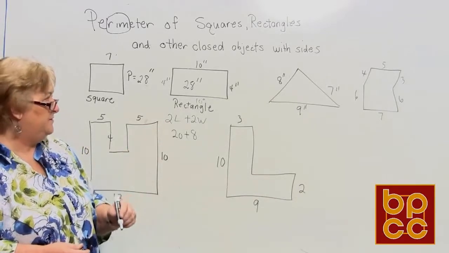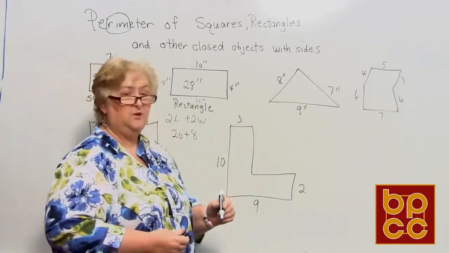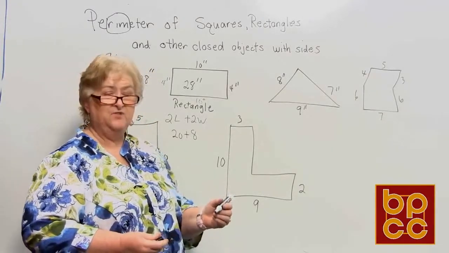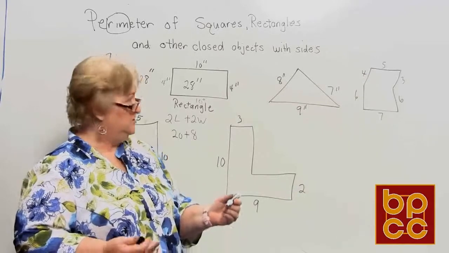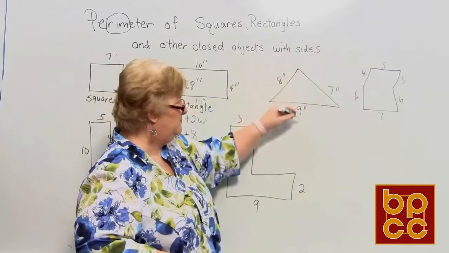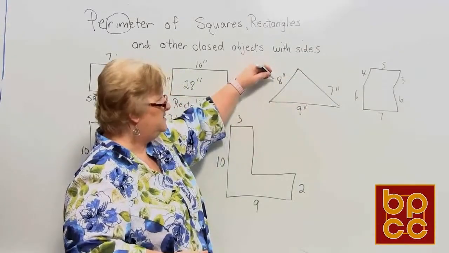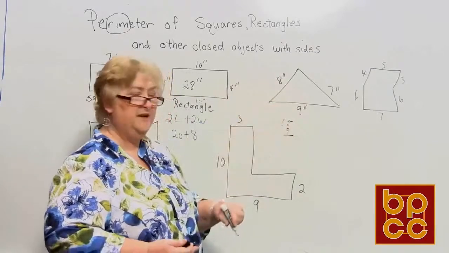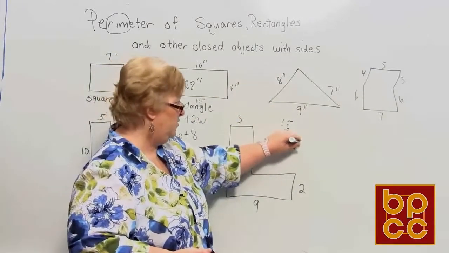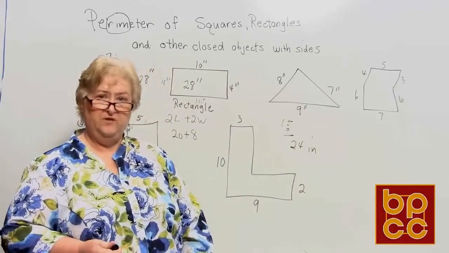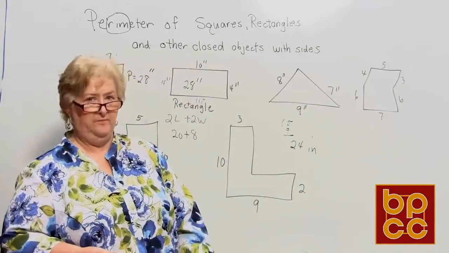Okay, let's do the triangle. Well, the triangle, this particular one has 3 different measurements for each of the sides, but perimeter means the walk around. So let's walk around. 8 plus 7 plus 9. Well, let's see, 8 plus 7 is 15, and 15 and 9 is 24. So the perimeter of that triangle is 24. Remember, it's just the walk around.